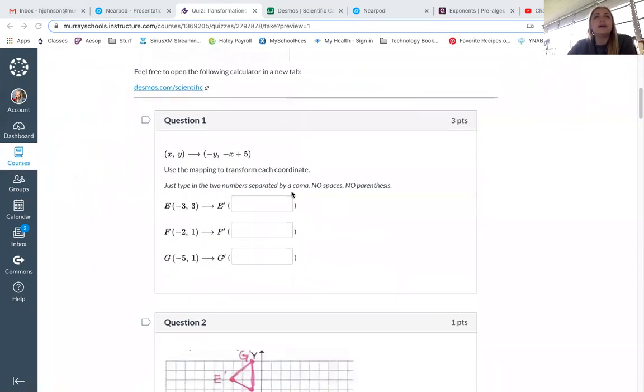All right, so use the mapping to transform each coordinate. Just type in the two numbers separated by a comma, no spaces, no parentheses. Some of you got this wrong because you put in spaces or you put in parentheses, or some of you just made simple mathematical errors.